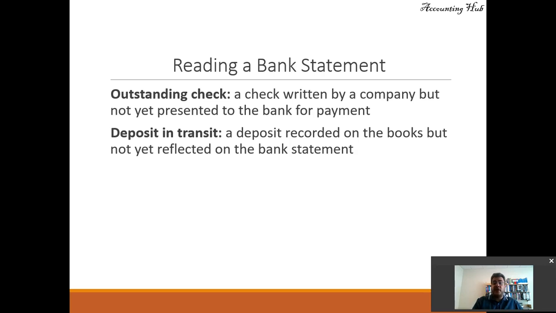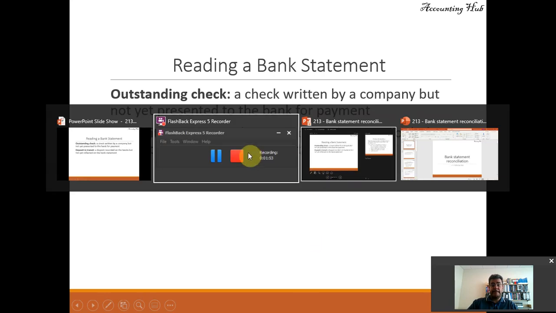On the other hand, deposit in transit, that is a little bit rare nowadays. But it is a deposit recorded on the books but not yet reflected on the bank statement. Especially in the past, the bank took some days to process the deposit. Nowadays, it is much faster. So maybe on the 31st, we will have it. But other than that, quite rare.